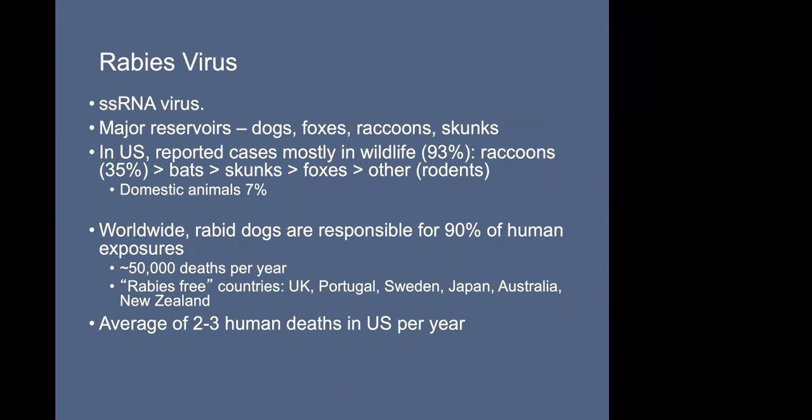Rabies. In the US, dogs are not the main cause of the disease because dogs are inoculated or vaccinated. But in the rest of the world, in the developing world, dogs remain the main source of the disease. In the Western world, though, bats, skunks, and raccoons are the most common reservoirs.